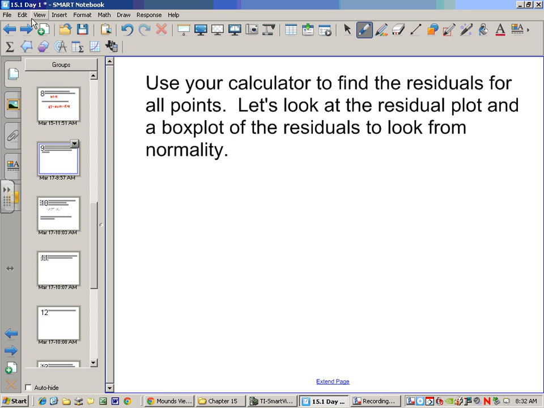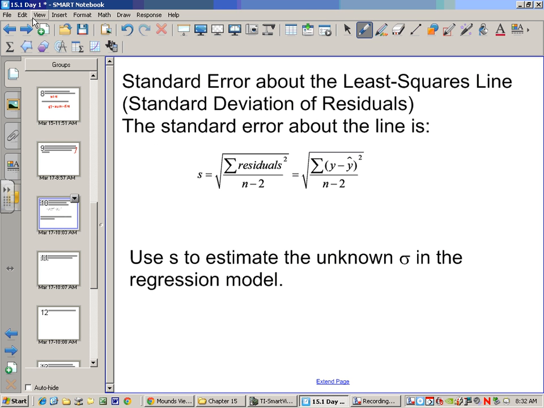Now use a calculator to find the residuals for all points, and look at the residual plot and the box plot. We've already did this to check the conditions. Got ahead of myself there. Now there's something called the standard error about the least squares line, or the standard deviation of the residual. This thing estimates the true value, which is sigma. But since it's just a statistic, we use the letter s.